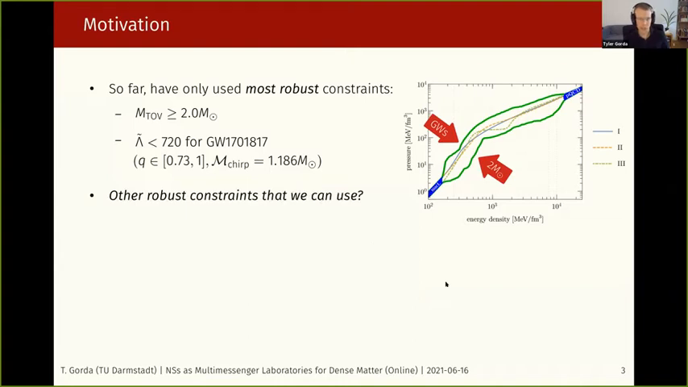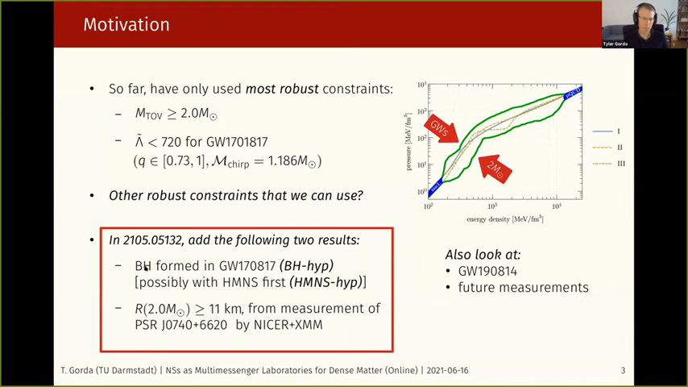So the question now is, are there any other robust constraints that we can use within this analysis? The one I'm going to talk about that we have in our new paper is these following two, namely that a black hole was formed in GW170817. I'll refer to that as the black hole hypothesis, or possibly with a hypermassive neutron star formed first, which I'll refer to as the hypermassive neutron star hypothesis. So these are things that have been talked about by others also, but as will become clear in the next few slides, we implement them in a different way, which is a bit more robust.